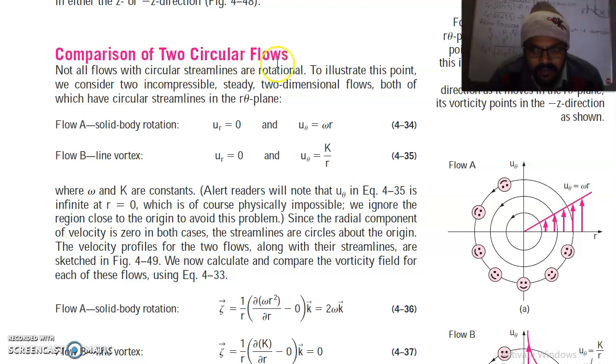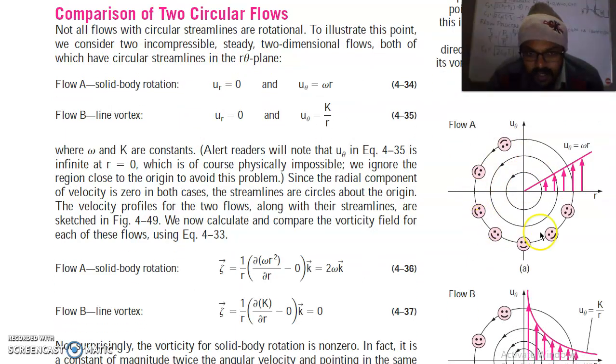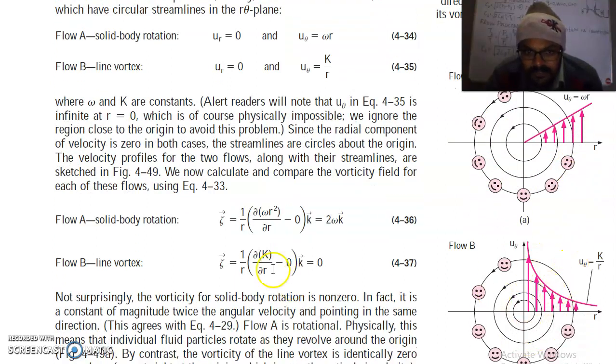Comparison of two circular flows. Not all flows with circular streamlines are rotational. To illustrate this point, we consider two incompressible, steady two-dimensional flows, both of which have circular streamlines in the r theta plane. So this is your solid body rotation, flow A. This is your line vortex.